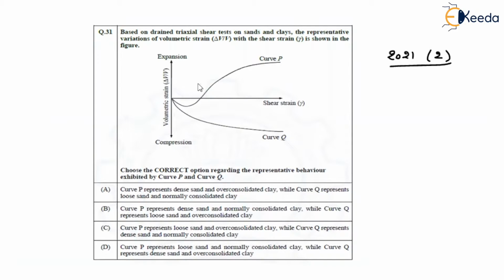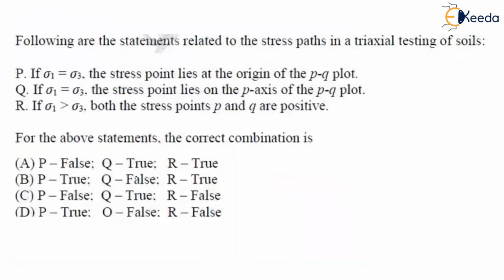Now, corresponding to this, if you remember, here you can see that this curve, if there is any smooth curve, understand that it is a normally consolidated clay. So for this, you can pick option A. So we can easily get 2 marks in the present year GATE question. Move on to the next.